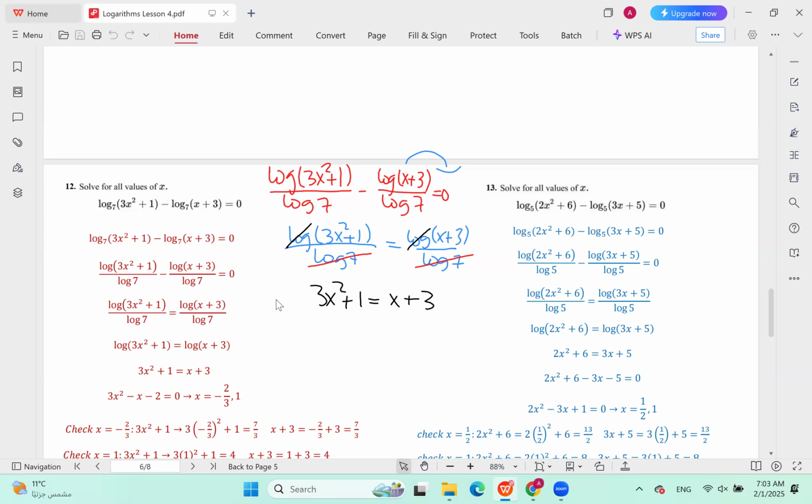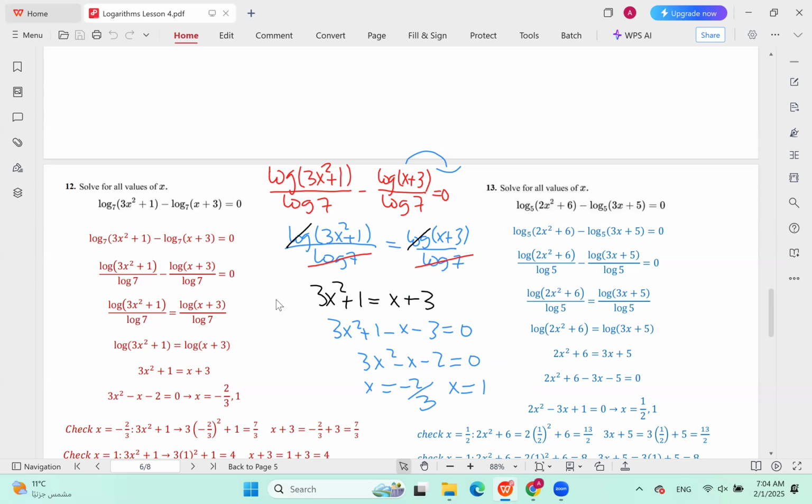Now, we want to solve this equation. This is a quadratic equation, so it's a good idea to bring everything to one side. We have 3x^2 + 1 - x - 3 = 0. So 3x^2 - x - 2 = 0. You can use your calculators to evaluate this equation, and you will get x = -2/3 and x = 1.